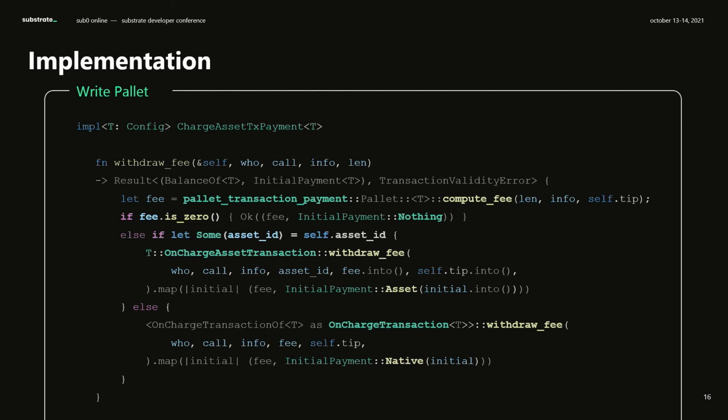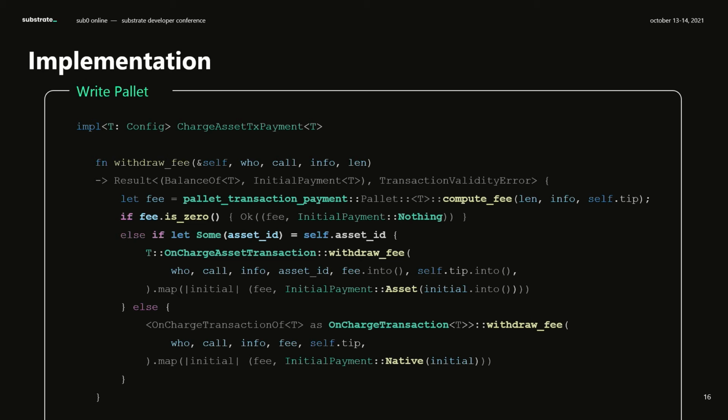So then here are some choice pieces of how we wrote the pallet. You can see that compute fee is actually reused. This is part of what I mean with the wrapping, right? We just reused the logic from pallet transaction payment to determine the fee. And then if it is 0, we note this because in case it is 0, we will not refund anything at the end. And also, it doesn't really matter whether an asset was passed or not. If the fee is 0, then we're not going to pay anything anyway.